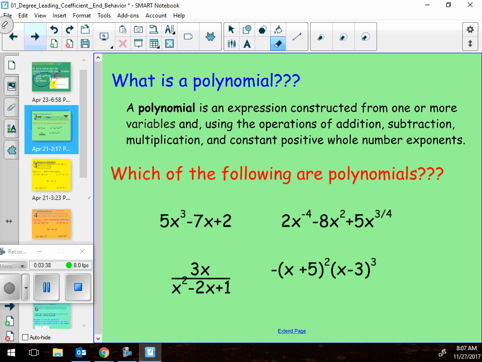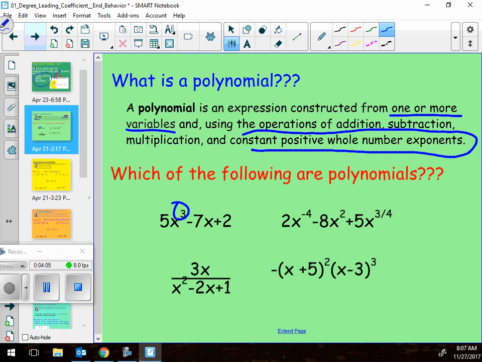All right, so anyway, now what's the key? The key is all about the powers. Notice all it says about the polynomial is that it can have lots of different variables, and you can use add, subtract, multiplication, and constant positive whole number exponents. That's the key right there. If you had a negative exponent, it wouldn't be a polynomial.